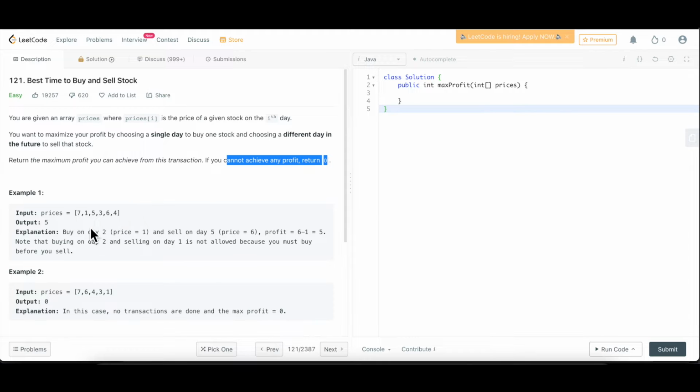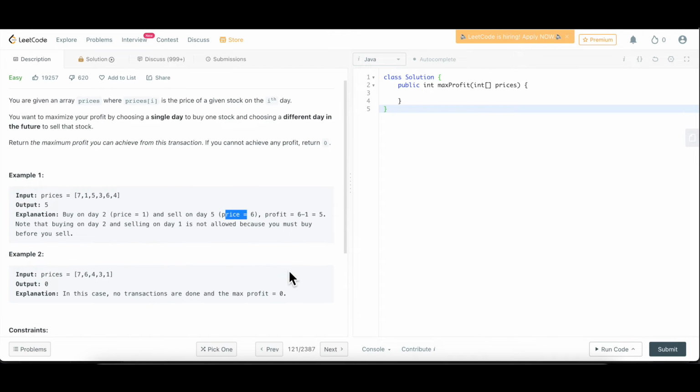Okay, so let's take a look at this example. Here we have this array in which the different prices of the stock on every day is given. Like 7, first day the price was 7, then it went down to 1, then it again rose up to 5 and 3 and so on. It is saying that the output is 5 because if we buy on day 2 when the price was 1 and if we sell on day 5 when the price was 6, then the profit achieved was 5 and that was the maximum profit that could be achieved.